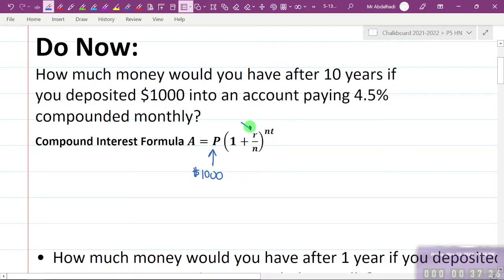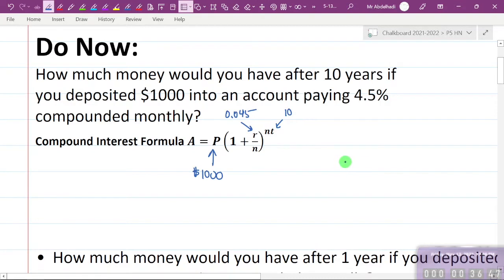R is the rate in decimal. So 4.5 is a percentage. It's not a decimal. To make it a decimal, you have to move the decimal point back 2 spaces, or divide by 100. Same thing. So what you get is 0.045 there. You take the decimal point, you go back 1, you go back 2. The time, well, 10 years. That would be T, right?